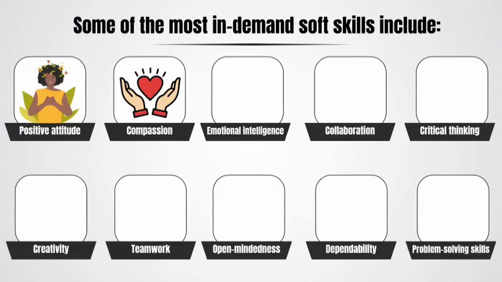Positive attitude, staying hopeful and cheerful even when things go wrong, is positive attitude. For example, smiling and trying again after failing a test instead of giving up. Second most important in-demand soft skill is compassion. Compassion is caring about others and wanting to help them. For example, helping a classmate who is feeling sad or left out is called compassion.